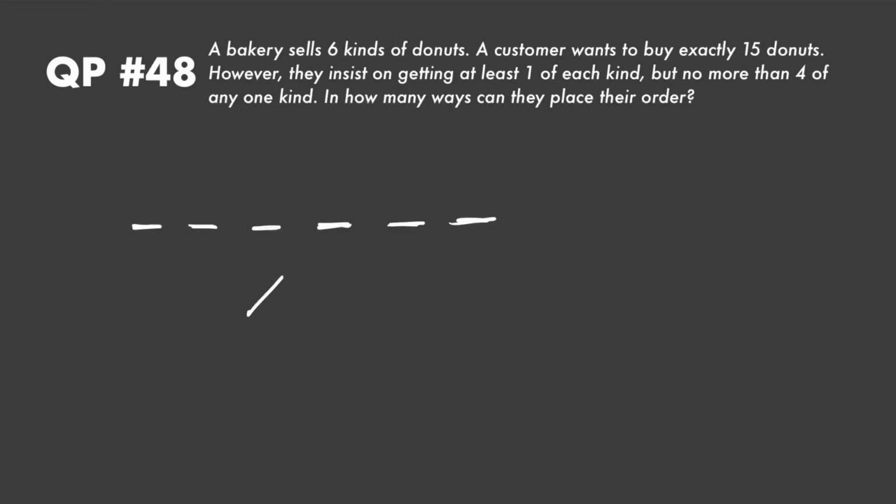So if you can imagine, I have my 6 types of donuts represented by these underlines and I need to distribute 15 donuts among them and count the number of ways to do so. So for instance, this could be one way to distribute my 15 donuts, right? I give 4 to type 1, 4 to type 2, 1 to type 3, 1 to type 4, 4 to type 5, and 1 to type 6. And as long as they add up to 15 and they satisfy this constraint right here, then we're good.